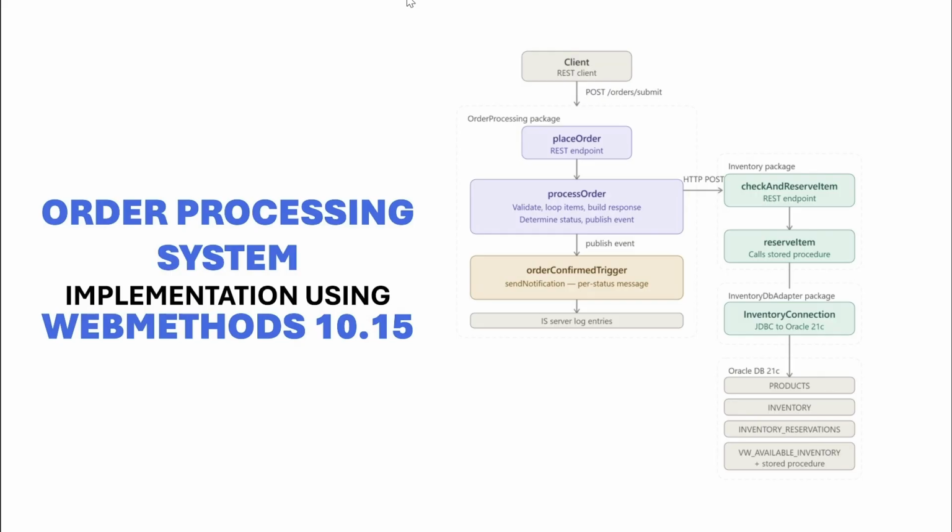The idea is simple. A customer submits an order, and the system validates it, checks real-time inventory in an Oracle database, reserves stock for each item individually, and sends the customer a status update, whether the order is fully confirmed, partially fulfilled, or rejected.